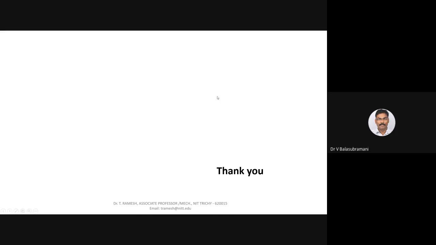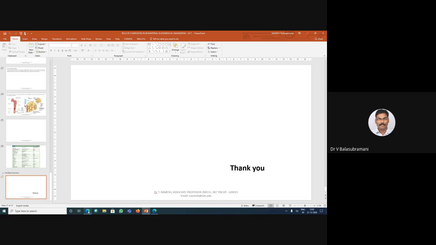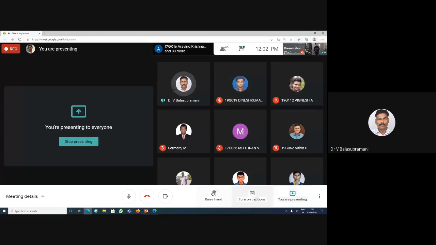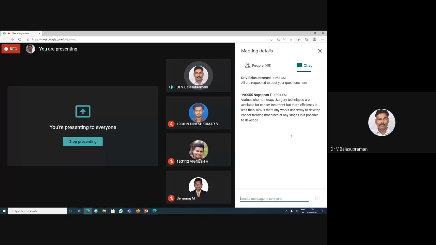Now, some students have posted some questions. Just to read out the question. Nagappan asks: there are various chemotherapy and surgery techniques available for cancer treatment, but the efficiency is nearly 10%. Is there any work undergoing to develop cancer treatment machines at any stage? Is it possible to develop them using composite materials?